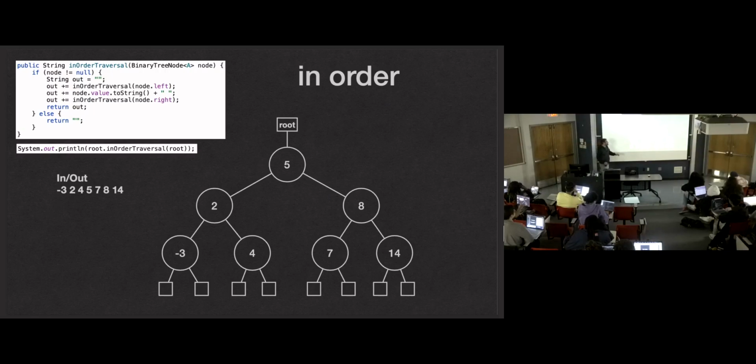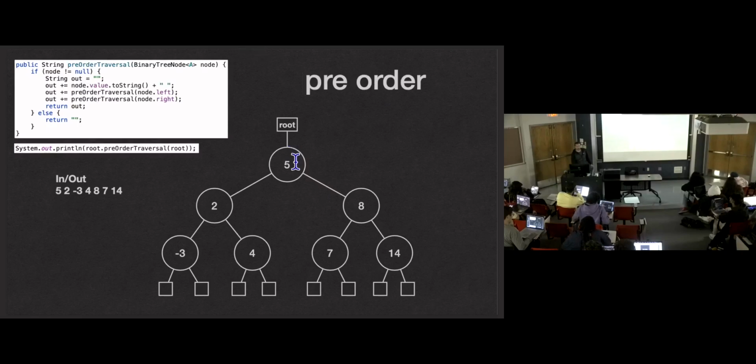All right, and in order traversal, when we get to each node, we're going to make the left recursive call first. Left recursive call, null does nothing, then visit the node. So we visit -3 first, then 2, then 4, then 5, 7, 8, 14. If we do a pre-order traversal, we're visiting the node first. So we visit 5, 2, -3, then make these recursive calls 4, 8, 7, recursive calls 14. So we get a different order depending on the traversal.